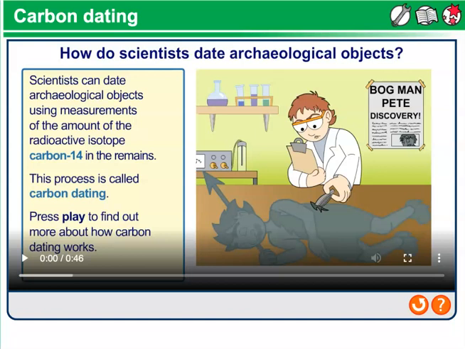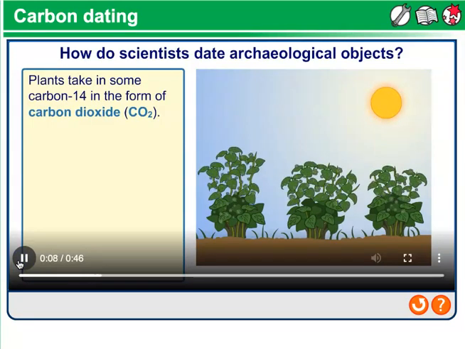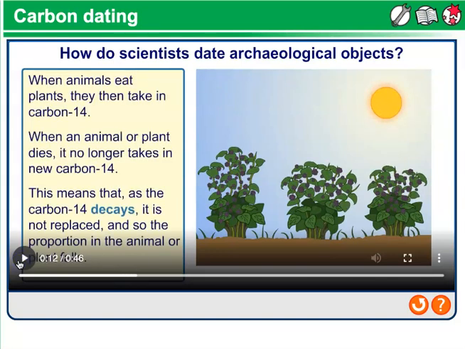So let's look at this closer. Scientists can date archaeological objects using measurements of the amount of the radioactive isotope carbon-14 in the remains. This process is called carbon dating. Plants take in some carbon-14 in the form of CO2, carbon dioxide. When animals eat plants, they take in carbon-14 as well.